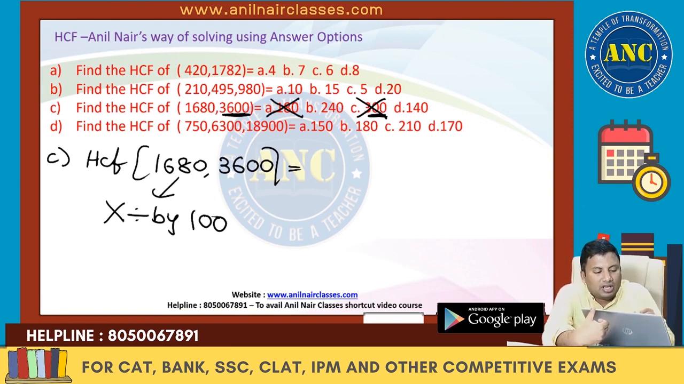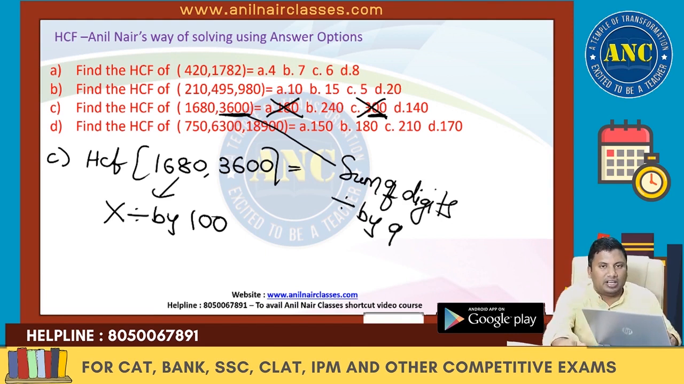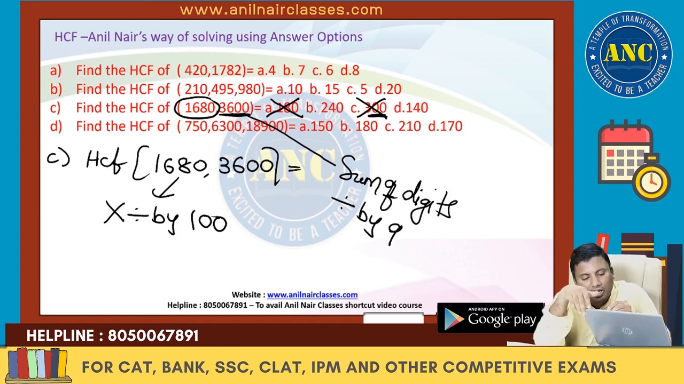Why? Because 3600 is divisible by 9. Why is it divisible by 9? The sum of the digits is divisible by 9. 3600's digital sum is 9. But 1680, what is the digital sum? 1 plus 6, 7. 7 plus 8, 15. The digital sum 15 is not 9. Option A and option C are ruled out.